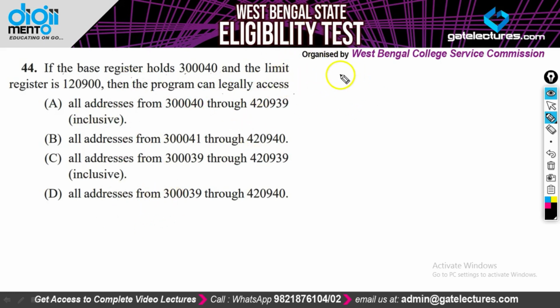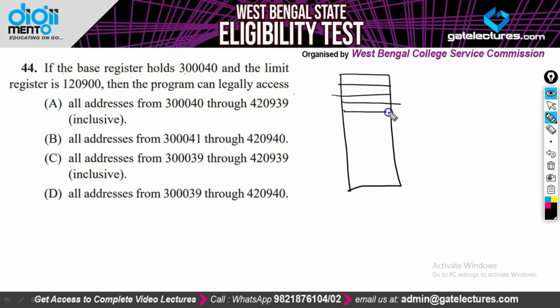Now when we store some information, like suppose we have this sort of information stored sequentially, and they are saying that suppose here, the base register from where the program actually begins is storing 300040, and they have also given the limit register.